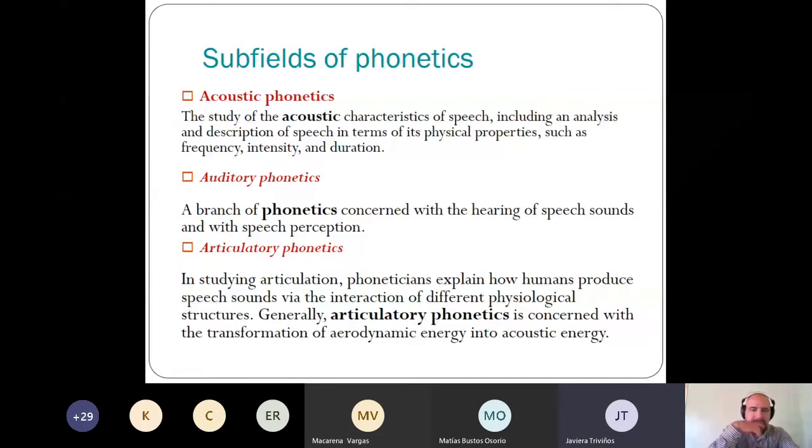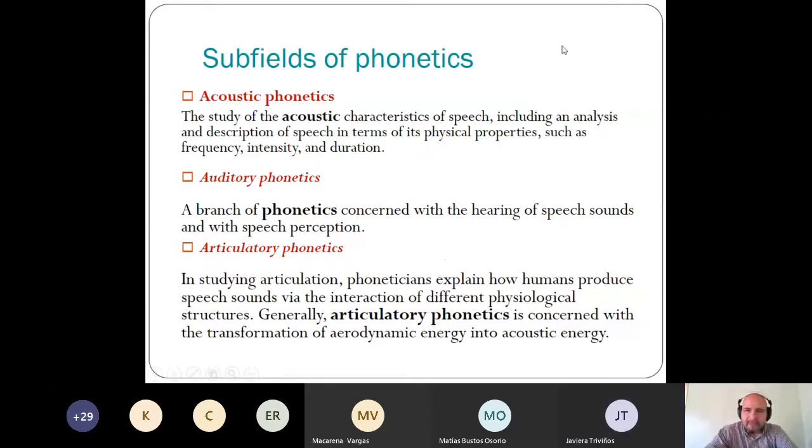Articulatory phonetics. In articulatory phonetics, phoneticians explain how humans produce speech sounds via the interaction of different physiological structures. Generally, articulatory phonetics is concerned with the transformation of aerodynamic energy into acoustic energy. Thank you so much. Wonderful.